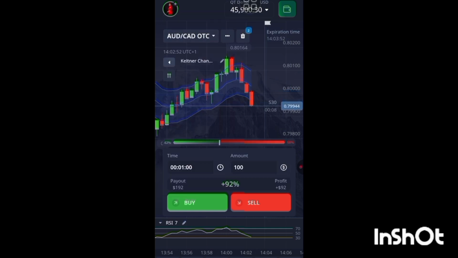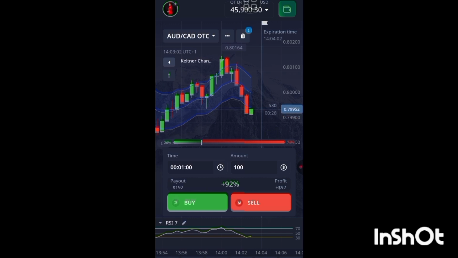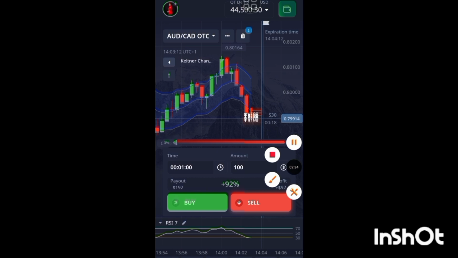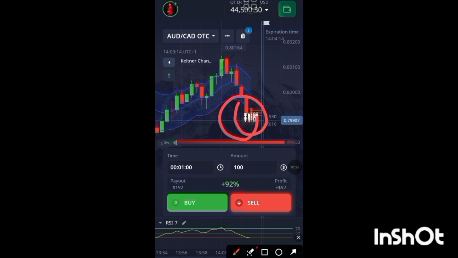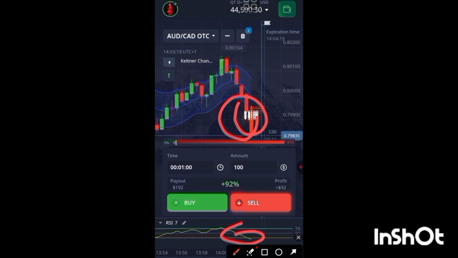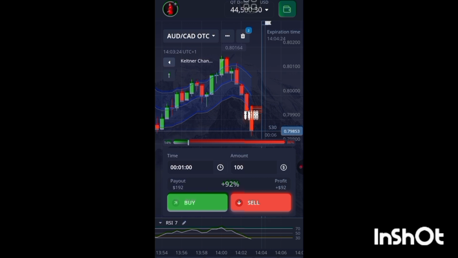Now, how the strategy works is, if this red candle closes below the Keltner channel and RSI is below 50, or even touching, this is a good one. This is a good example. I had to take it, but let me explain further. If a candle closes below the Keltner channel, see this one closed very well, and RSI, this line, is below 50 and even touching 30. This was a perfect example, so I didn't want to let it go. Then you take a sell trade.